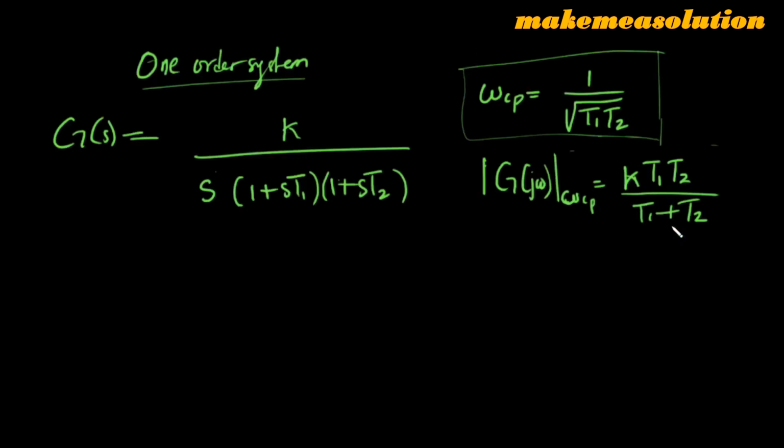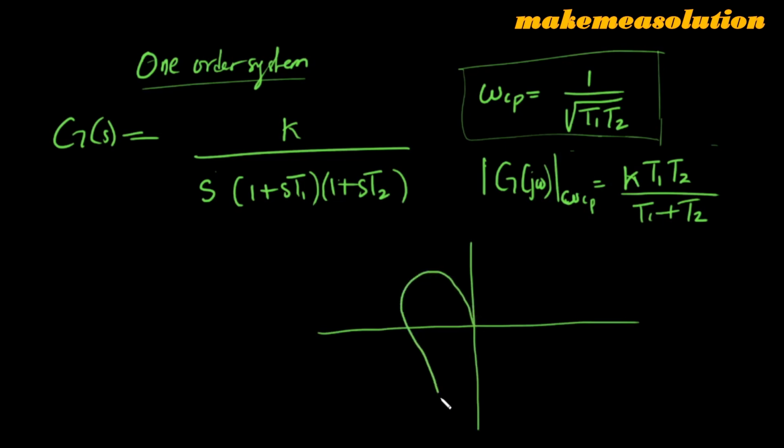So this was our Nyquist plot for the one order system. It means that this place from here to here is actually this magnitude, K T1 T2 all over T1 plus T2. That's the magnitude from here to here. Now this frequency is still 1 all over root T1 T2. So when omega is equal to this one, we have this particular magnitude over here. With this magnitude, you can find your gain margin by taking the reciprocal of this magnitude. Is that okay? So I hope you understand this.